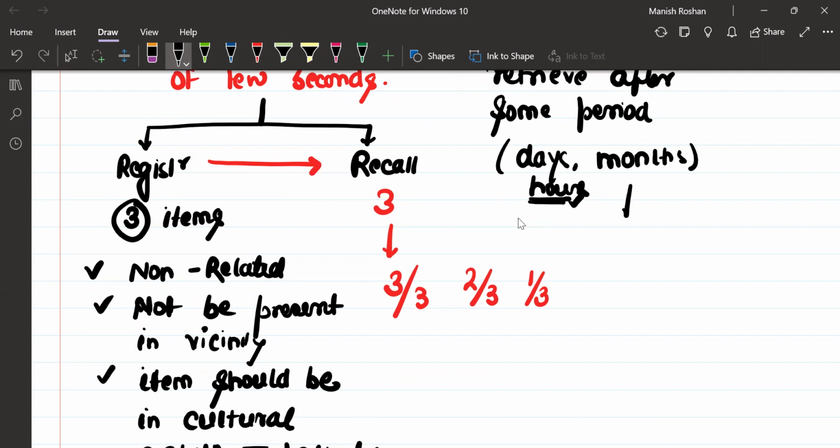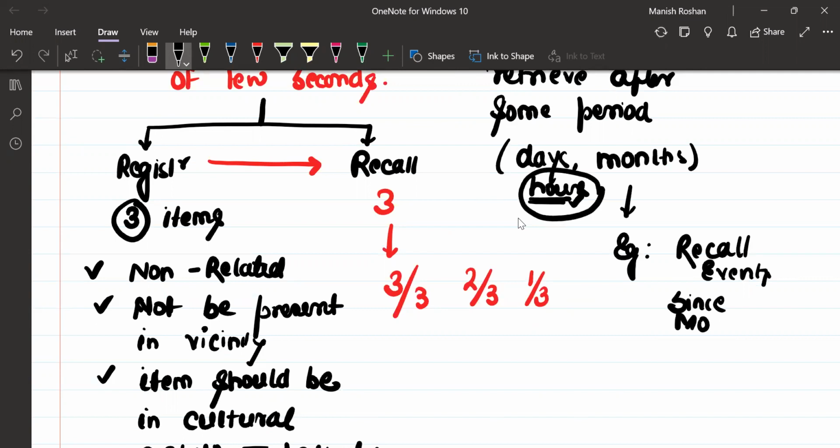Like what is the example that we usually ask is to recall all the events since morning. So the duration of recall is usually in form of hours. Although the total duration has been referred as minute, hours, or days, usually we take into consideration only the hours. So for example, we can ask the patient to recall events since morning. If the patient is able to do so, corroborate it with the attendant. So attendant corroboration is important.